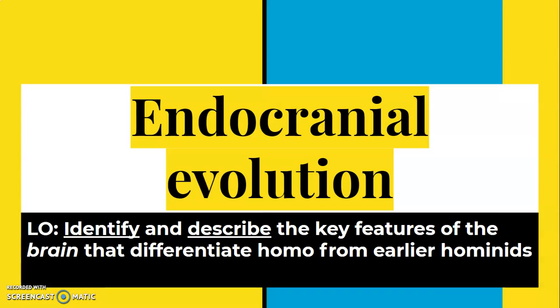Today we are looking at endocranial evolution, which is endo being inside, cranial, so inside the cranium, aka the brain. So we're going to be able to identify and describe key features of the brain that differentiate Homo from earlier hominids. The genus Homo is really separated from all of our other ancestors by the significance of our brain and what that meant for our evolution. So we're going to look today at overall trends in the brain, but also specific parts of the brain that shifted in ways that supported our evolution.